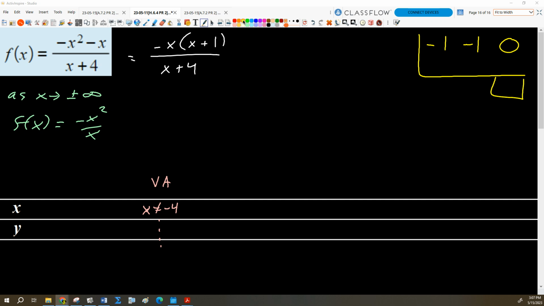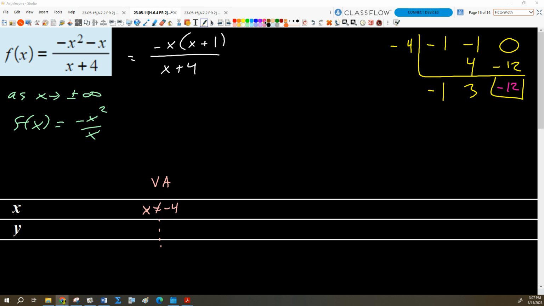Okay. And what number goes out front? -4. We want the 0 of the denominator, right? And now we just bring the -1 down. -1 times -4 is 4, plus -1 is 3. I get a -12 plus 0 is -12.